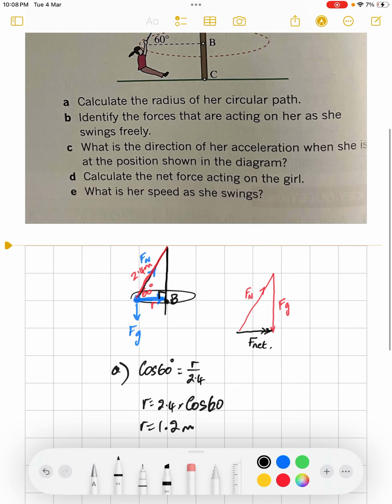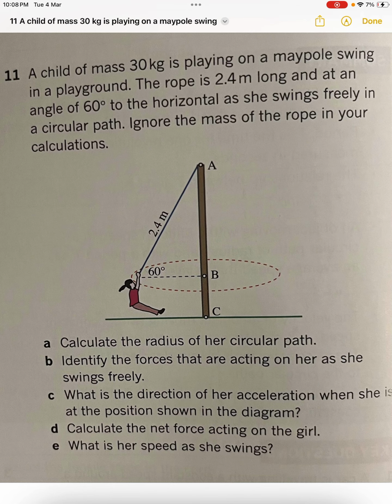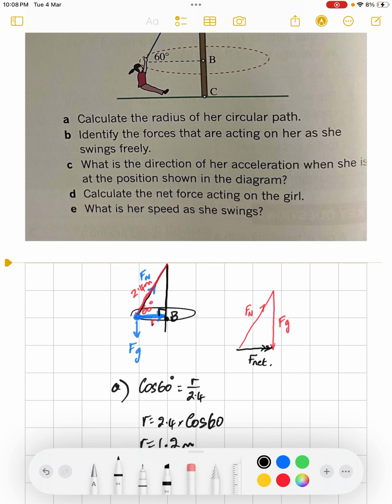Identify the forces that are acting on her as she swings freely. Well, I've already put those forces on the diagram, and so there's the three forces: the normal force, the gravitational force, and the net force towards the center. I'll put F-net.